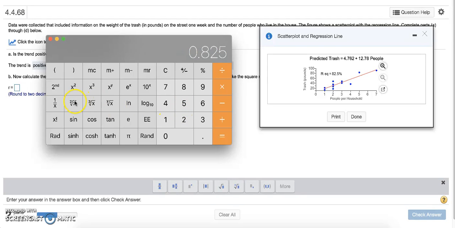And then just take the square root of it. So I'm just going to hit the square root button. Square root of that looks to be about, to 2 decimal places, in this particular case, it would end up being 0.91.